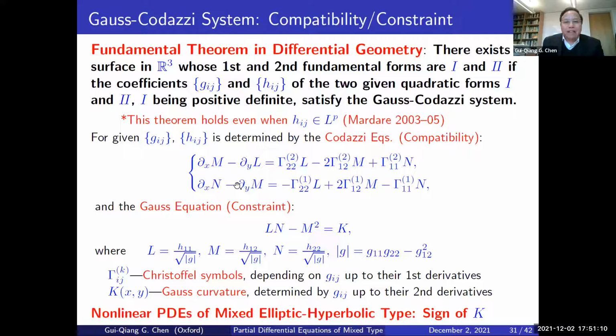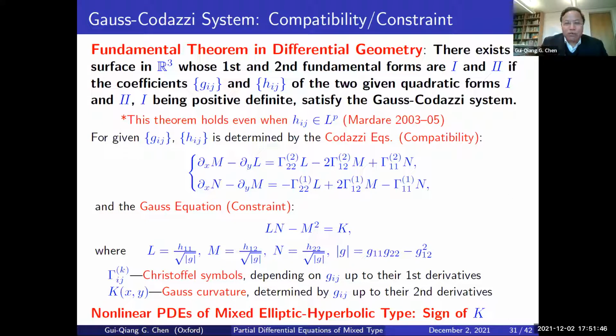So LMN satisfies a first order PDE, constrained with the Gauss equation. So there are 3 unknowns, and you have 3 equations. Of course, you know LM, you replace L into the first PDE here, then you get a first order PDE. This PDE turns out to be of mixed elliptic-hyperbolic type, depending on the Gauss curvature. If the Gauss curvature is positive, it is elliptic, otherwise hyperbolic.